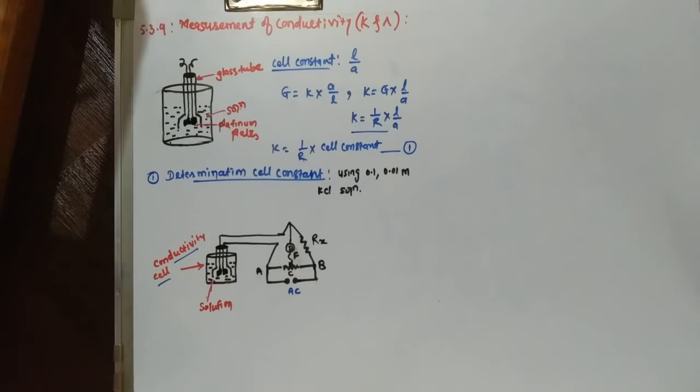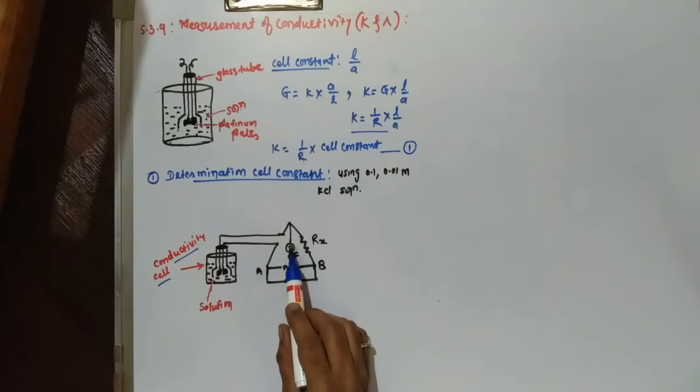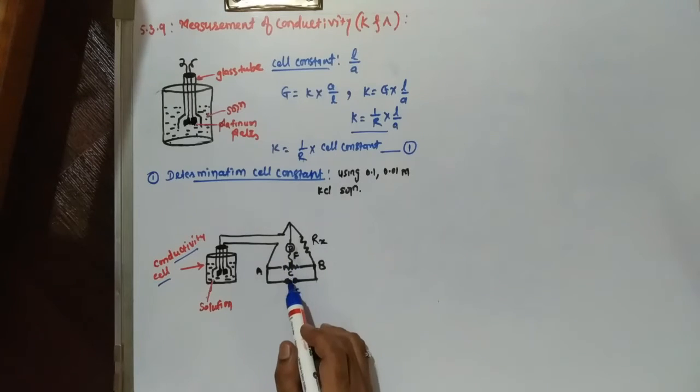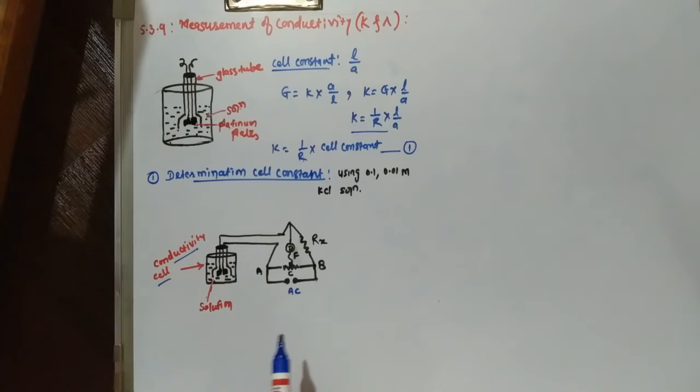circuit. It moves in such a way that D shows null deflection, and at point C, when D shows null deflection, there is no flow of current through the circuit. Now the point C is the point which shows null deflection.